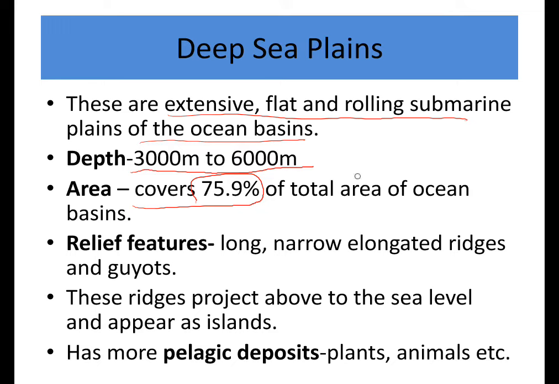So the deep sea plains are the largest of the relief features of the ocean basins. Relief features which occur on the deep sea plains are long, narrow, elongated ridges and guyots. These ridges project above the sea level and appear as islands. It has more pelagic deposits. Pelagic means deep oceanic deposits. These deposits can be of plant origin and animal origin, or some remnants of these.